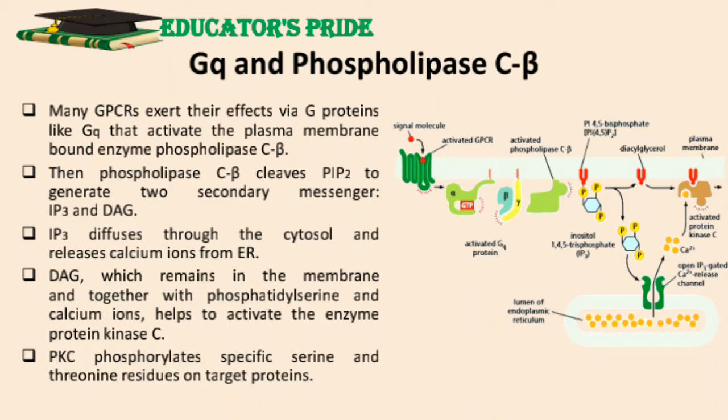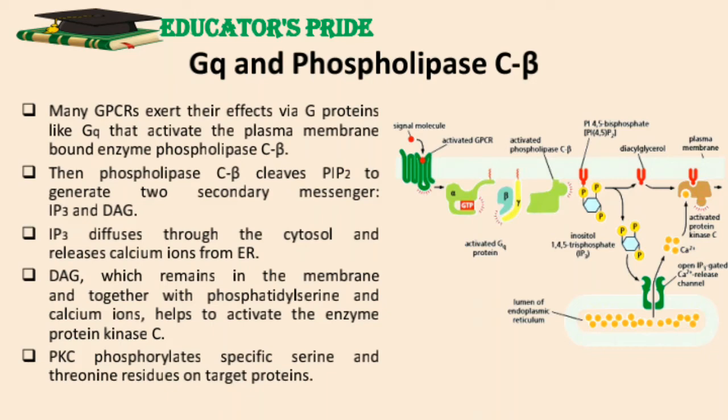The membrane phospholipid PIP2 is a minor component of the plasma membrane localized to the inner leaflet of the phospholipid bilayer. One secondary messenger, diacylglycerol, remains associated with the plasma membrane. The other secondary messenger produced by PIP2 cleavage, IP3, is a small polar molecule that is released into the cytosol, where it acts to signal the release of calcium ion from endoplasmic reticulum.